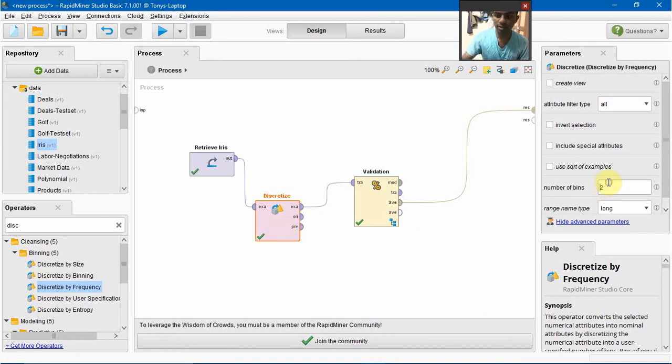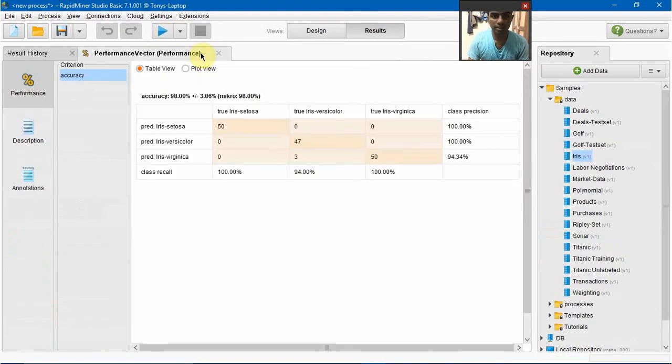And the number of bins over here also affects the level of accuracy. It has gone up to 98%. So this is much more efficient than all of it. So this is how we actually do the decision tree.